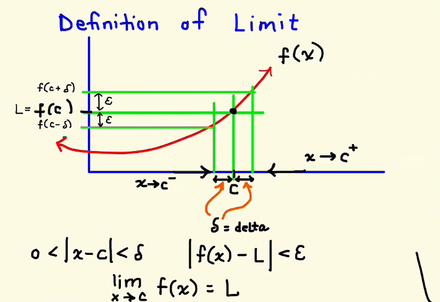And epsilon can go to 0, okay? It can actually be 0. However, delta will not, okay? And this is the definition of the limit.